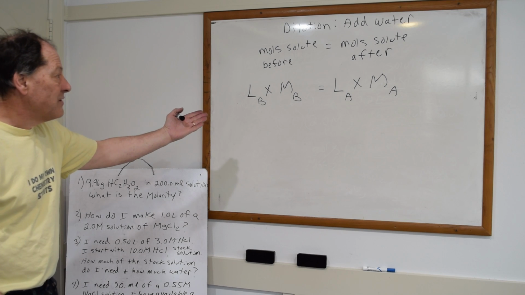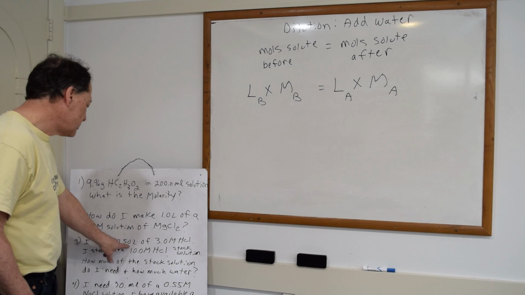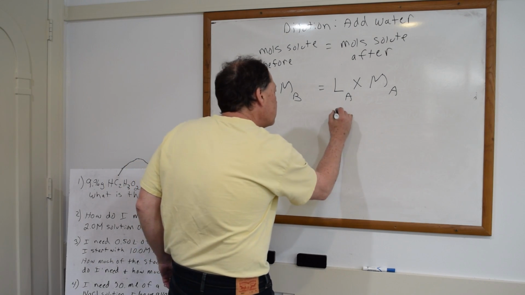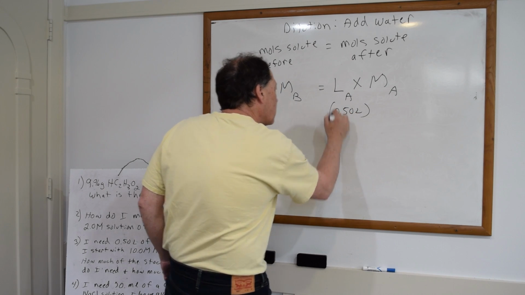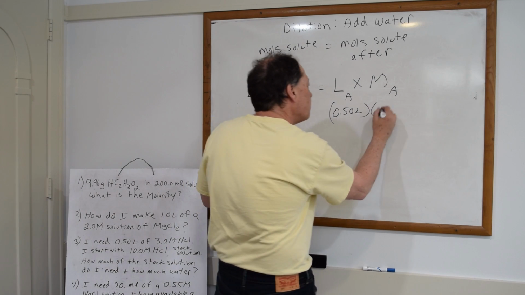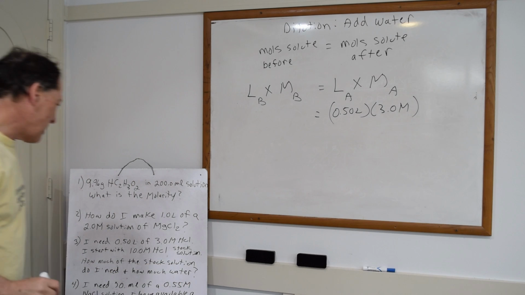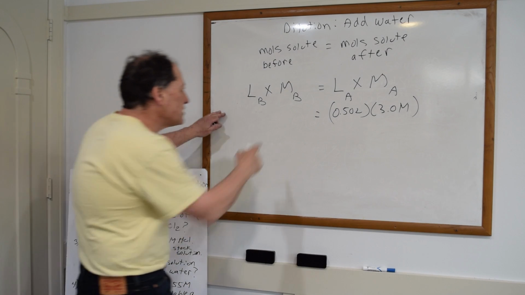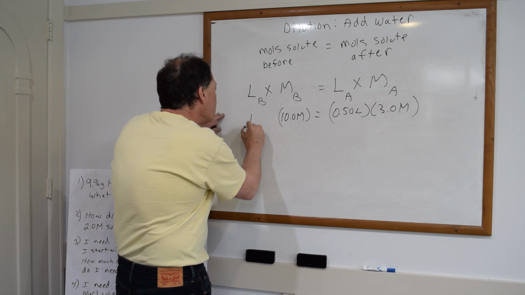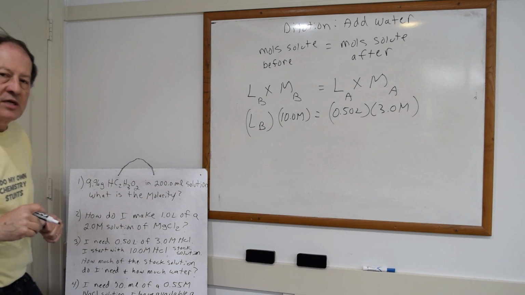Well, all I've got to do is fill in the numbers in that really simple equation. So if I need 0.5 liters, that's what I want at the end. Okay, so that's going to be the liters after. And the solution concentration I want after is 3 molar. And I'm starting out with this 10 molar stock solution, so that's my original concentration. The only thing I don't know is how much of that 10 molar stock solution I need.